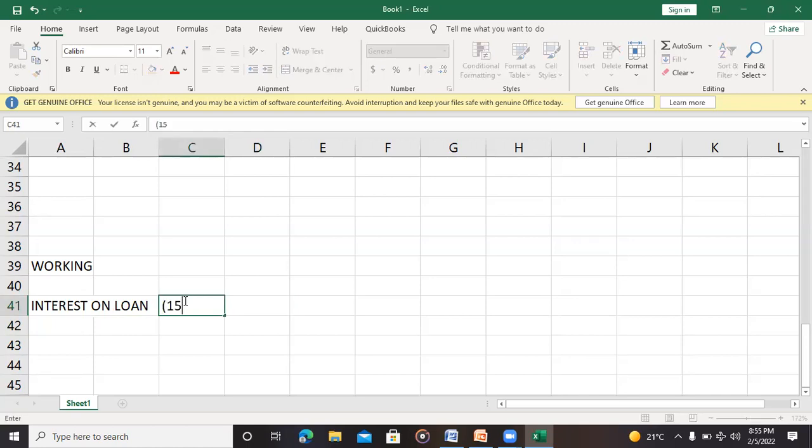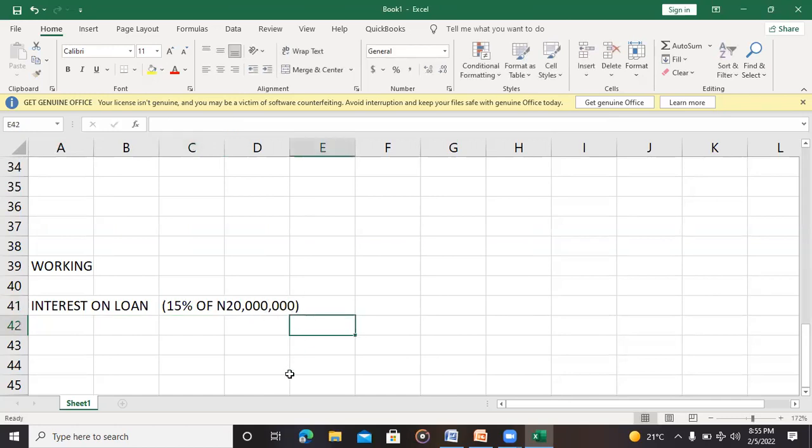So what's 15% of 20 million? 3 million, right? 3 million. Yes. So, which is what we had in our question. 3 million. But we're told that this construction took only 7 months, right? And this interest on loan is per annum. So we're going to get for only 7 months. Okay, so 3 million per year.